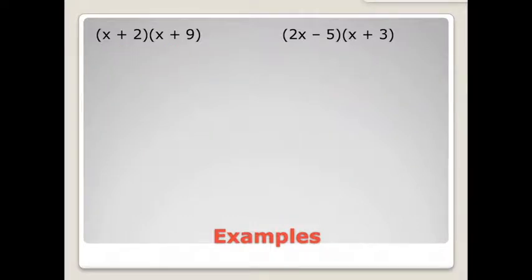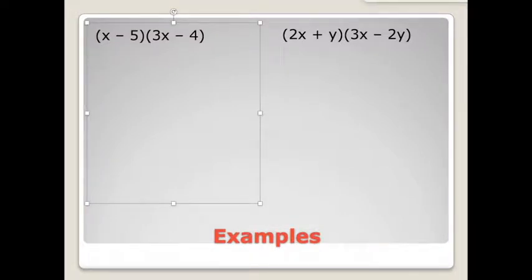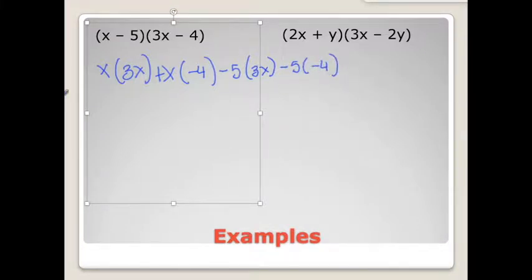Okay. Let's try two more. So we have to multiply our first terms. So x times 3x. Then we need to multiply our outside, x times negative 4. Then our inside, negative 5 times 3x, and then our last, negative 5 times negative 4.